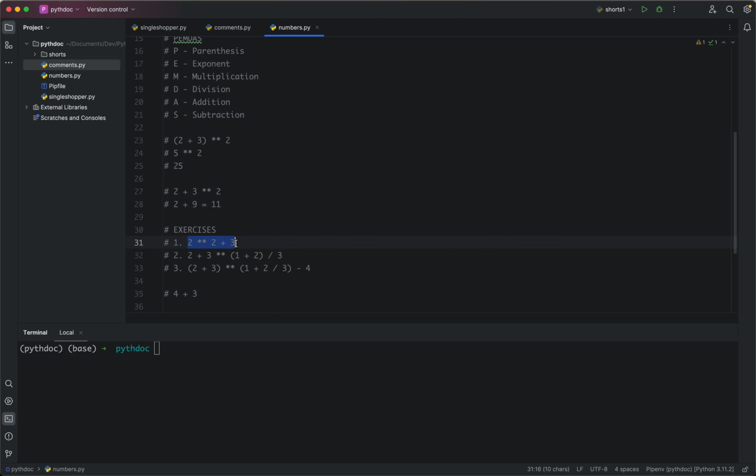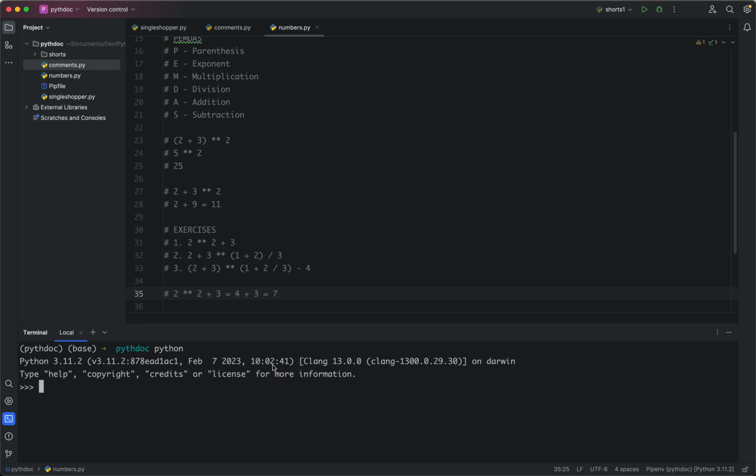Let me just copy this over so that we can see how we solve this. Since we are left with just 2 operands and 1 operator, 4 plus 3 gives us 7. Let's quickly check this using the Python terminal. Here I will type python. I believe by now you should know how to use the Python terminal. So let's do 2 raised to power 2 plus 3.